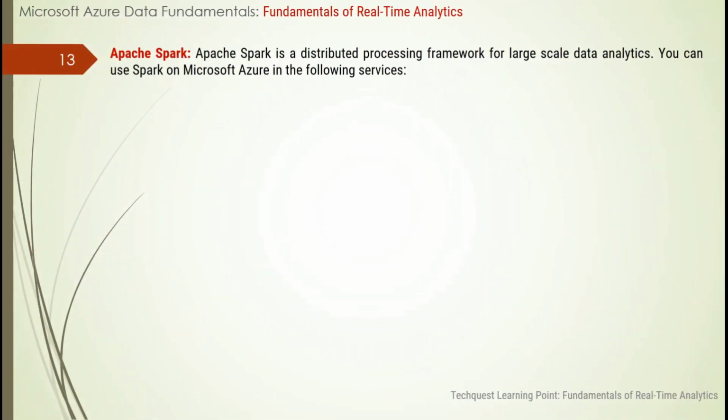Apache Spark. Apache Spark is a distributed processing framework for large-scale data analytics. You can use Spark on Microsoft Azure in the following services: Azure Synapse Analytics, Azure Databricks, and Azure HDInsight. Spark can be used to run code, usually written in Python, Scala, or Java, in parallel across multiple cluster nodes, enabling it to process very large volumes of data efficiently. Spark can be used for both batch processing and stream processing.